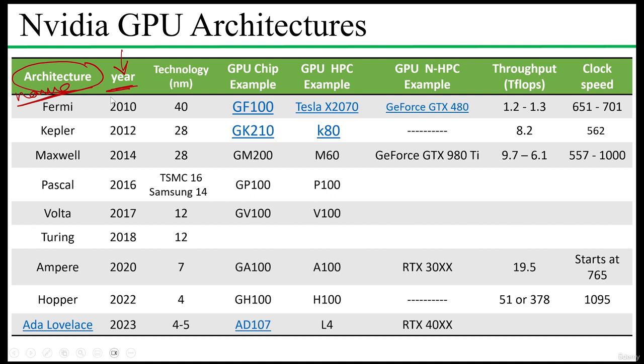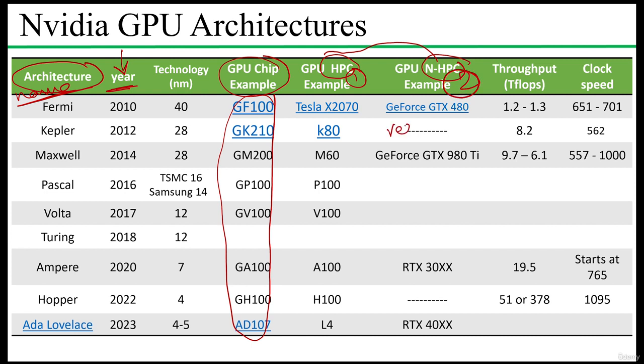Then we have the GPU chip example column. This column offers a representative electronic chip of each architecture. As we proceed, I'll highlight two distinct GPU models for each architecture. These are categorized in two columns. The first one is the HPC GPUs, or the high performance computing GPUs. And the second one is for the non-high performance computing GPUs, which means the GPUs that are designed for general users or general consumers.